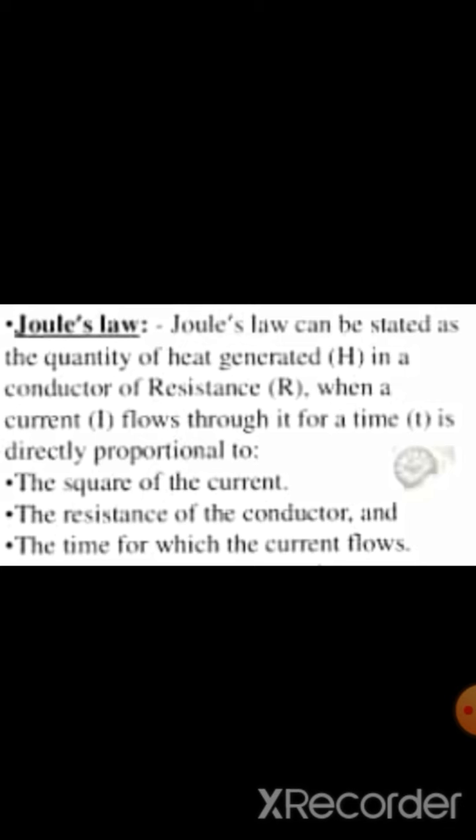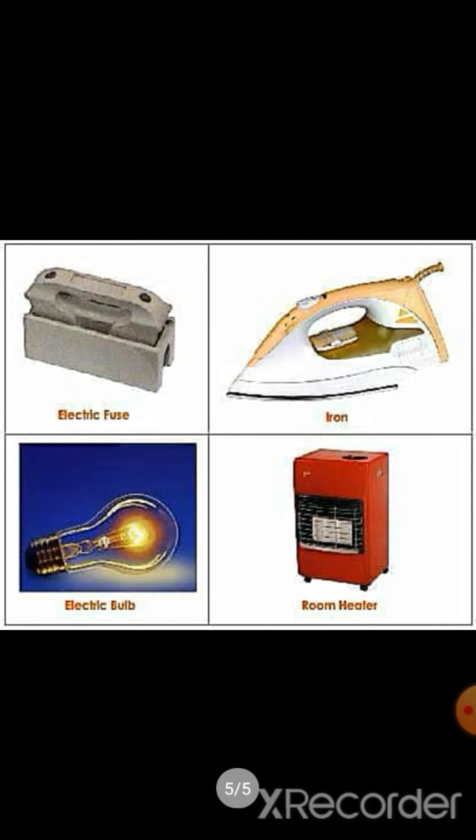Now, knowing the law, we should know where this Joule's law is applicable in our daily life. So we are going to discuss a few appliances which work on the heating effect of electric current in our next class. But before that, can you name a few appliances which will produce heat? Yes. An electric iron, the bulb, and the room heater, they produce heat.